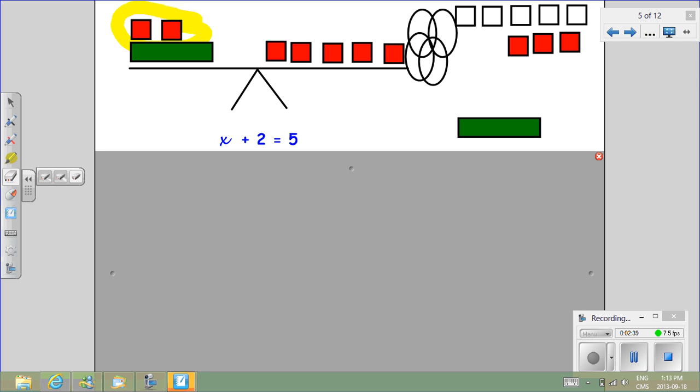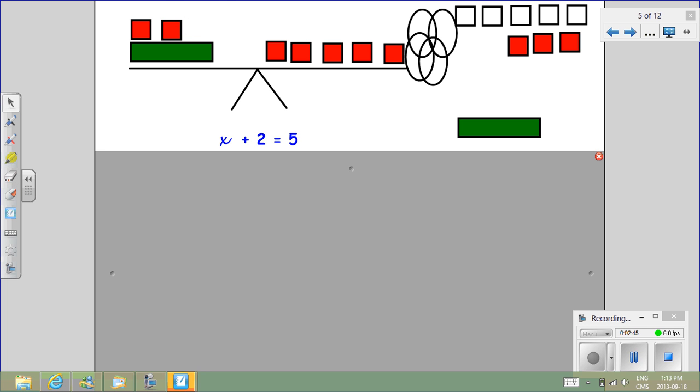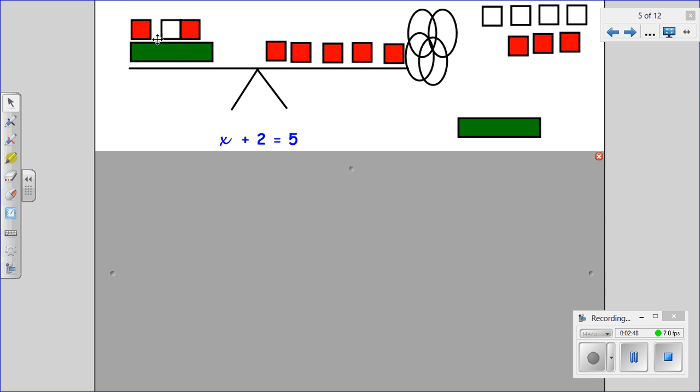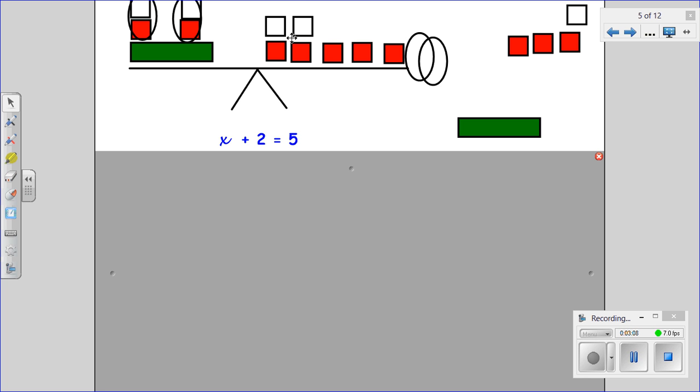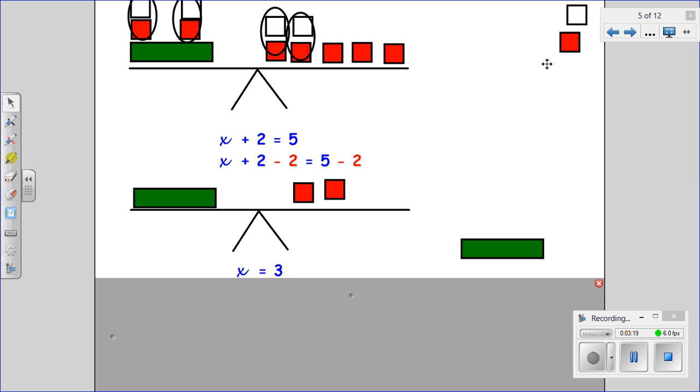If I just take them off the scale, though, my scale will be unbalanced. So in order to take them off my scale, to get rid of a positive 1, I need a negative 1. And to get rid of the other positive 1, I need another negative 1. Now together, these create 0. But I took 2 off the left side of my scale, so I have to take 2 off the right side of my scale. So now I'm left with x on the left and 3 1s on the right.